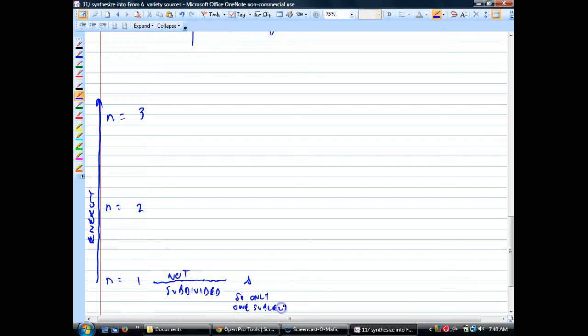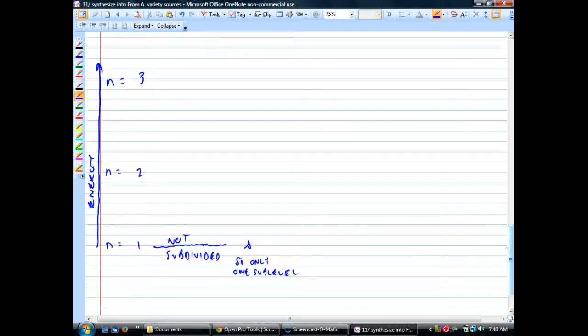This is a little confusing. I guess maybe a better way to say this would be that it is its own sublevel. In other words, there's no subdivisions. But we do talk about an S, one S. So in the first energy level, here's how to look at it.